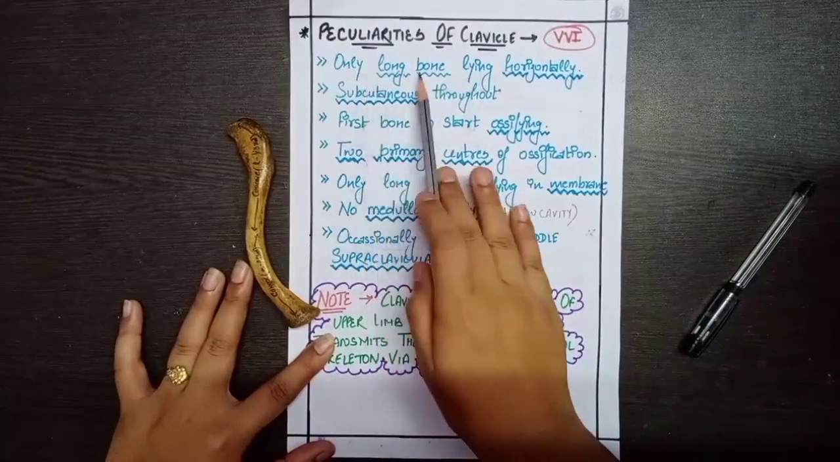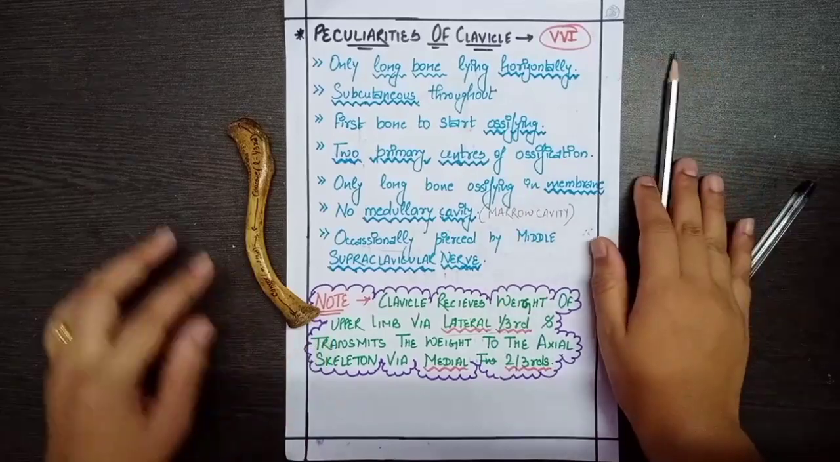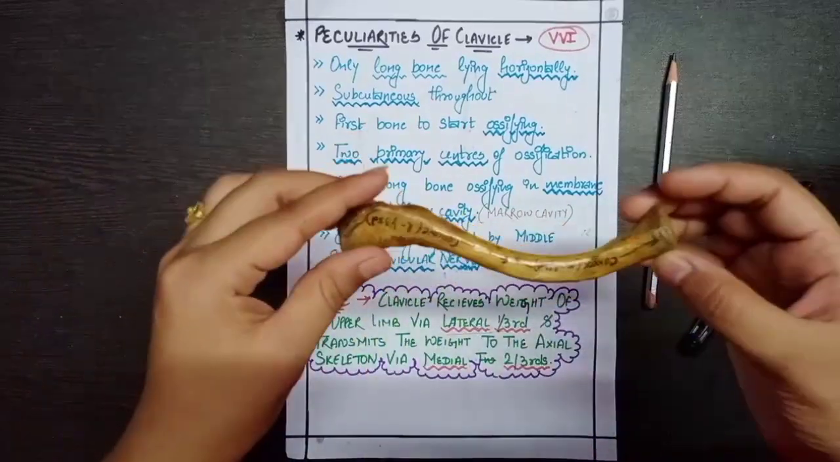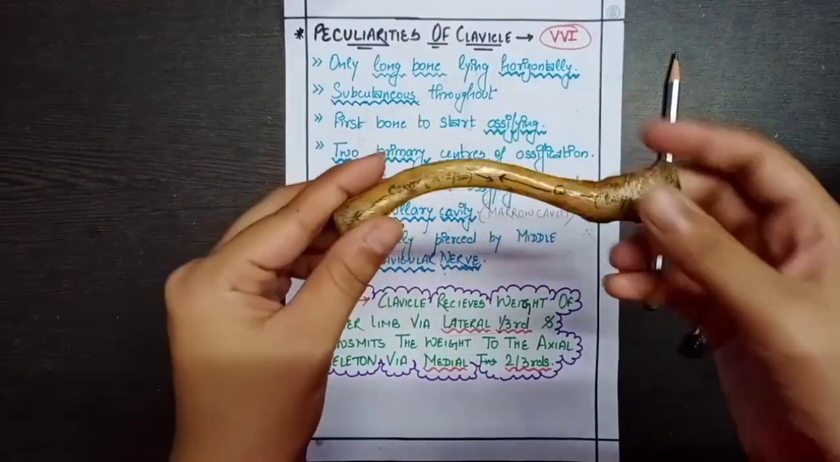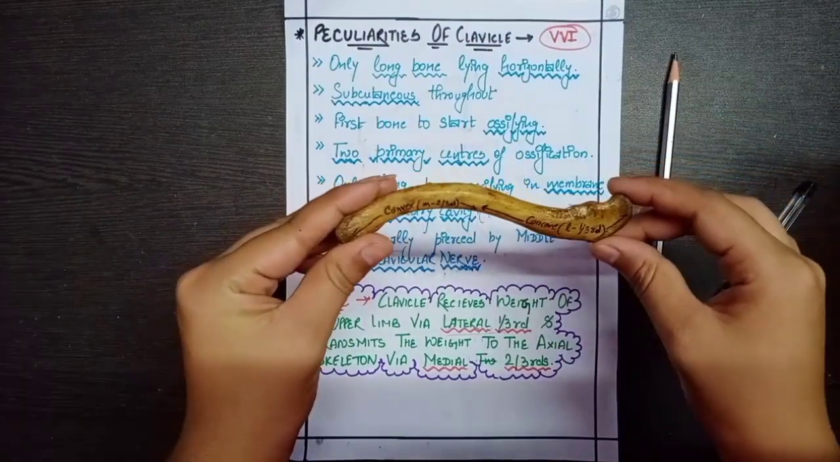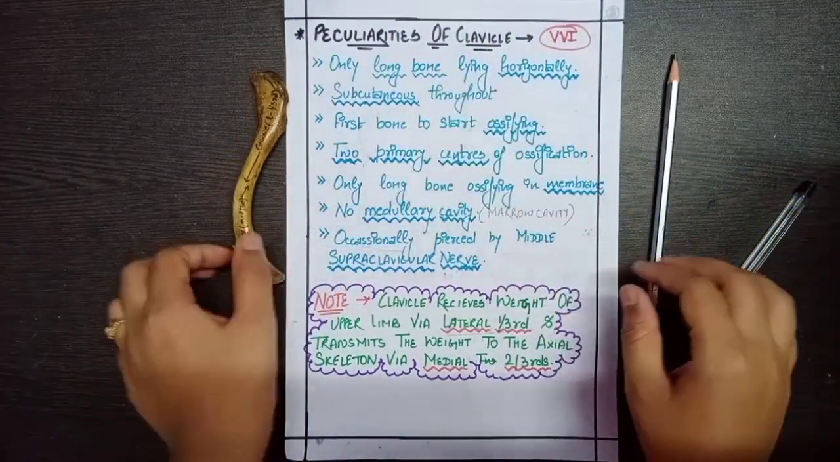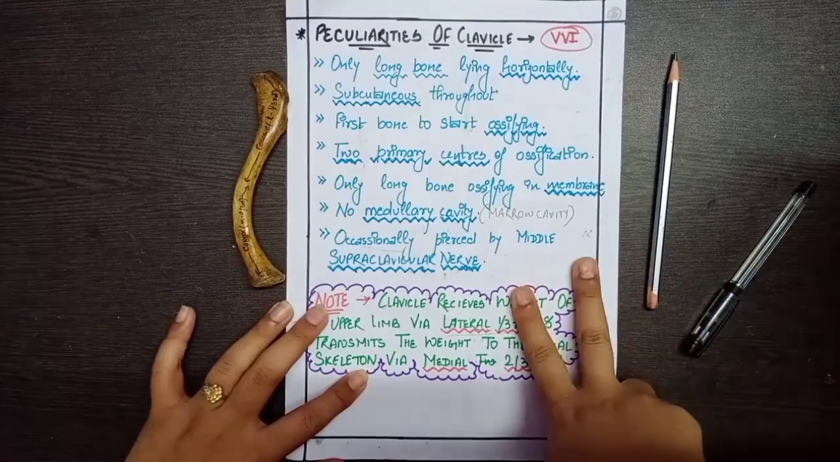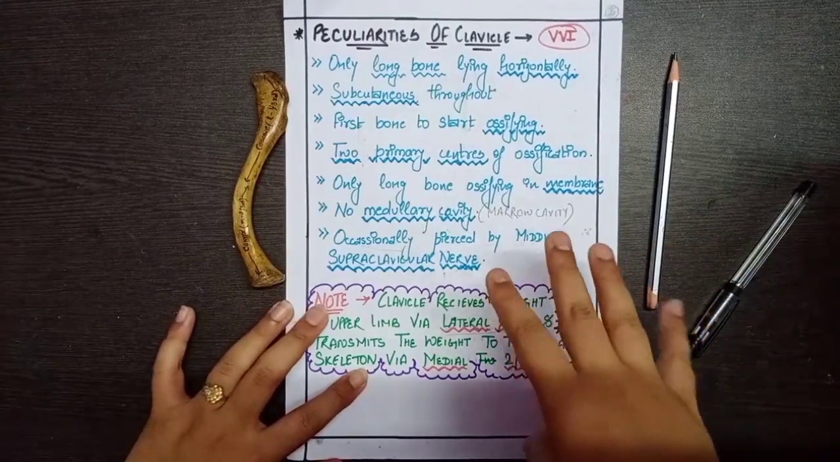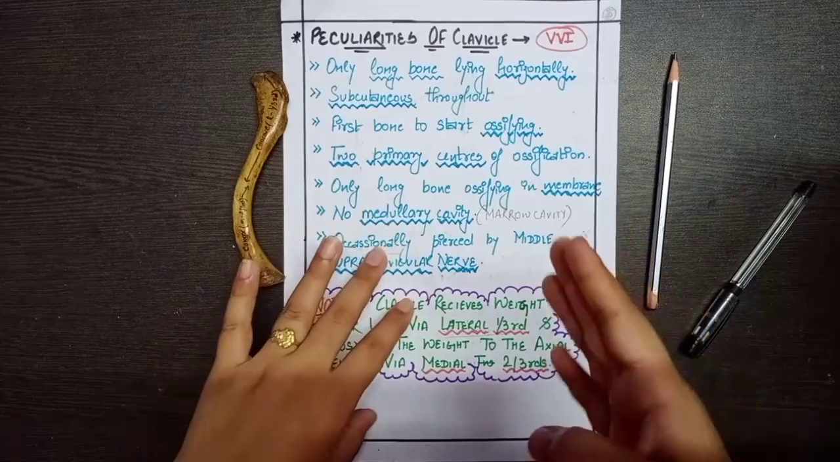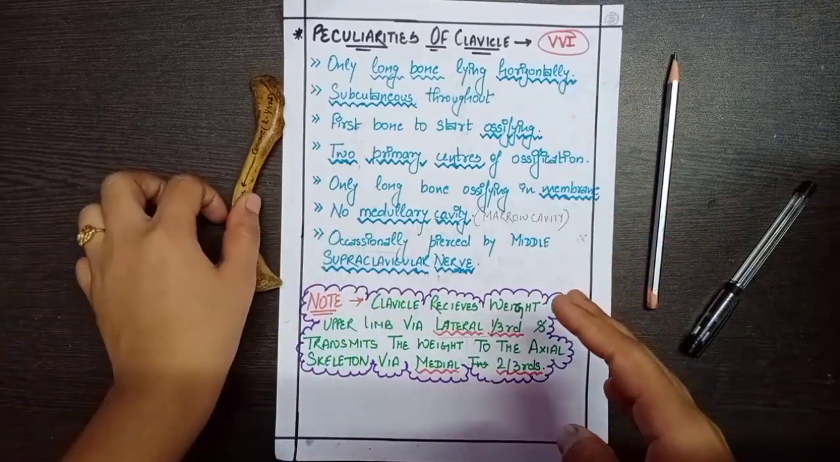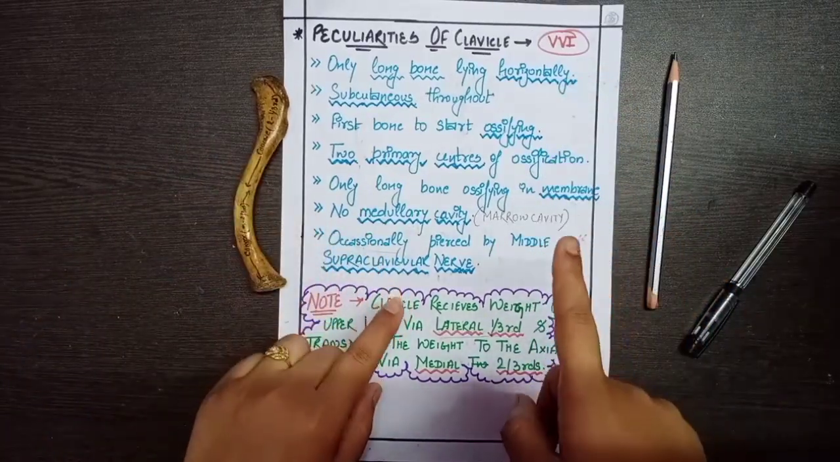It is the only long bone that lies horizontally. What does it mean? It is a long bone, I already told you, right? It is lying horizontally. This is how it lies in our body. But the other long bones like the femur, humerus, ulna, radius, all of these lie vertically. So this is the only bone that lies horizontally.